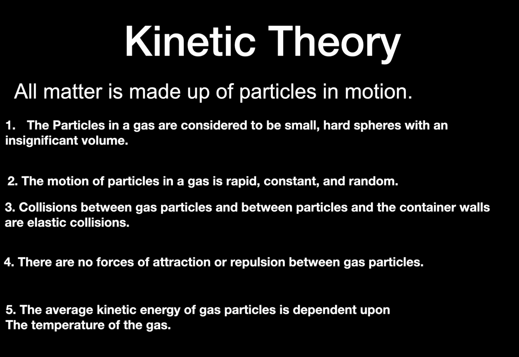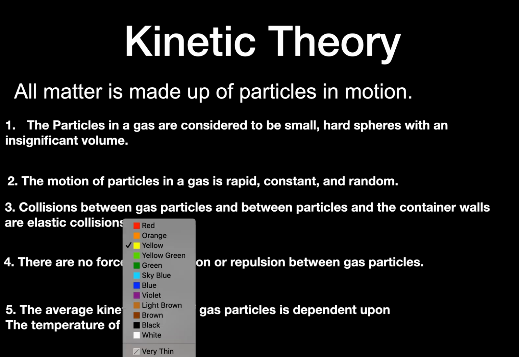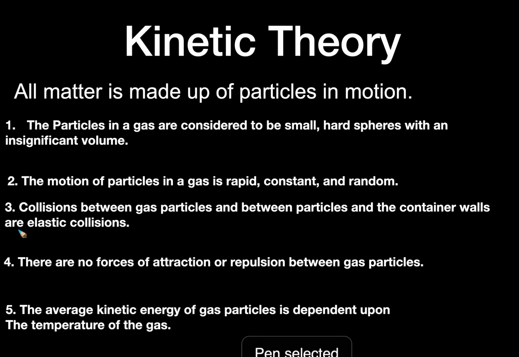Number 1, the particles in a gas are considered to be small, hard spheres with an insignificant volume. Number 2, the motion of particles in a gas is rapid, constant, and random. Number 3, collisions between gas particles and between particles and the container walls are elastic collisions. This is very important, elastic collisions. We're going to talk about this more in depth.